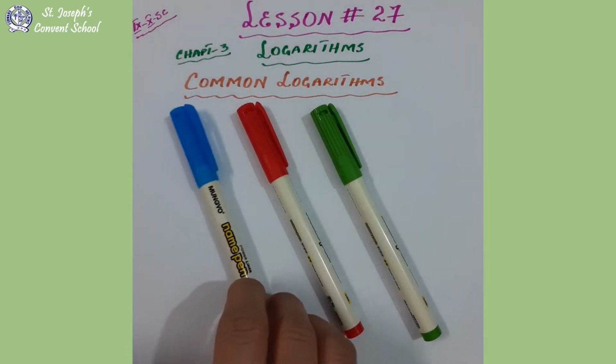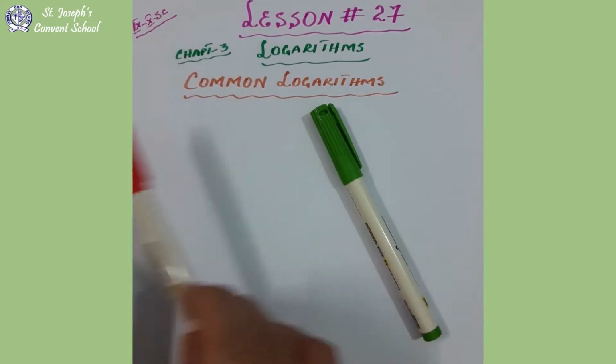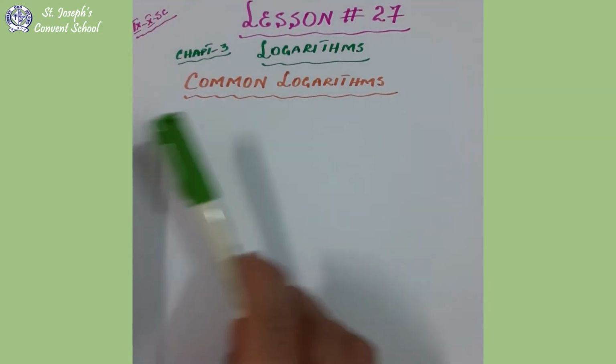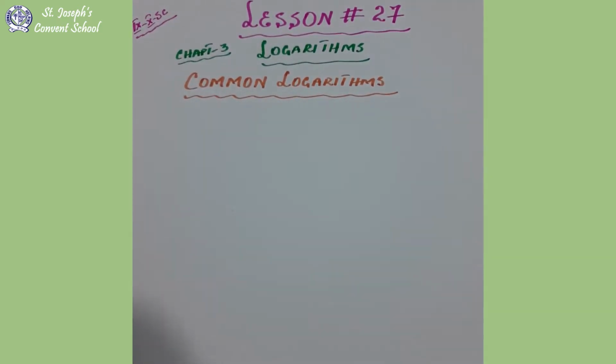Now in common logarithm, base of log is 10. In a previous lesson, base of log was the base of the exponential form. In this, base of log is always 10. Okay, and we don't mention the base, we write only log and we don't write base 10.